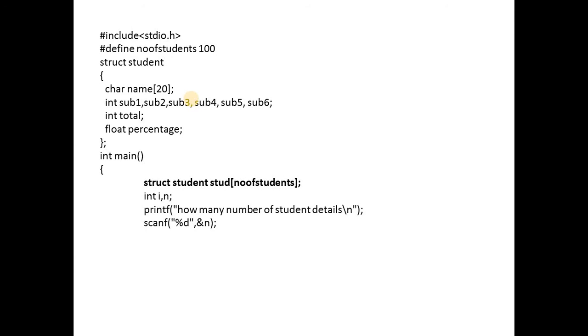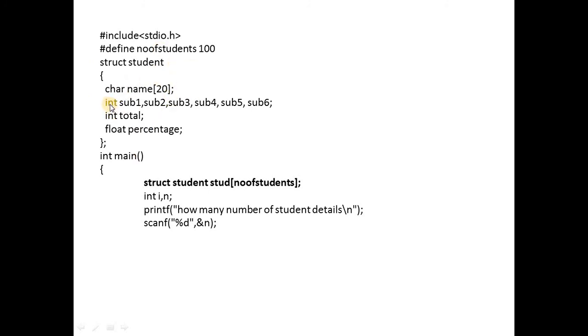So this is how you write the algorithm for the student, right, to calculate the total and percentage of 6 subject marks. So you define the structure student. What are the field values you have? One is name 20, and subject 1, subject 2, subject 3, like that you have. So this particular structure will have some memory size. What is the memory size?